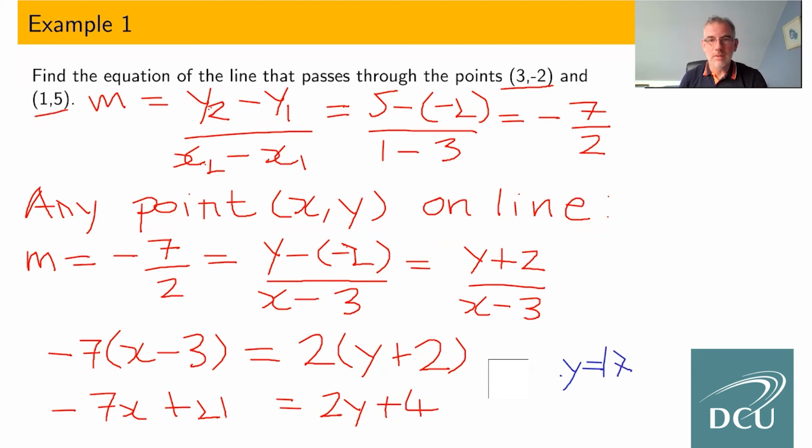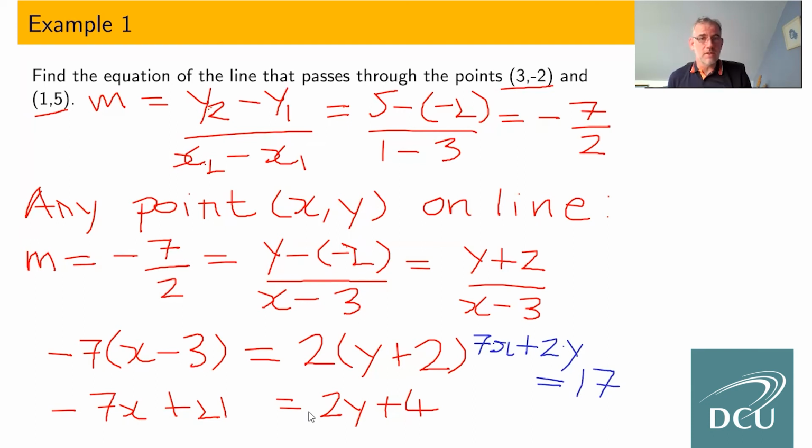Tidy that up a little bit because that's pretty messy. So I'm adding 7x to both sides. That will give me 7x plus 2 times y equals 17, tidying up the numerical terms. Okay, so there's our equation of the line based on those 2 bits of information, that this point lies on the line and this point lies on the line.